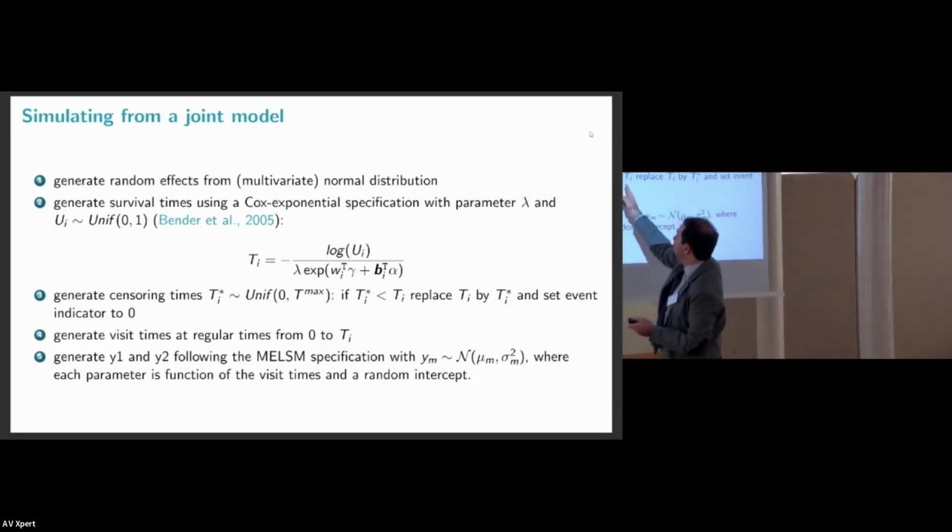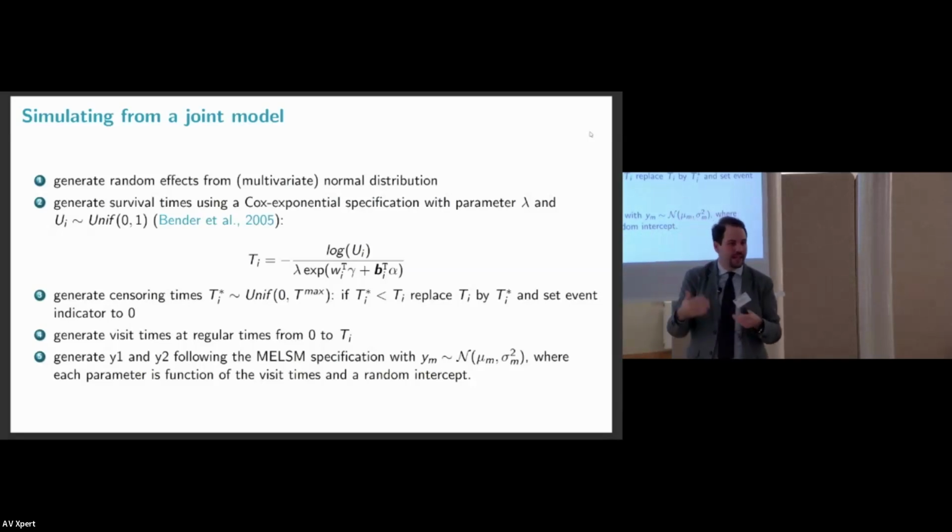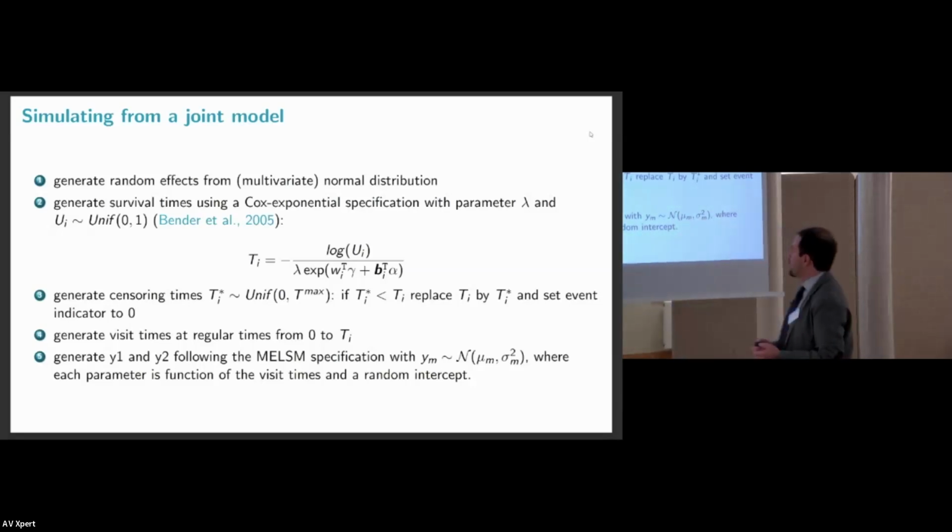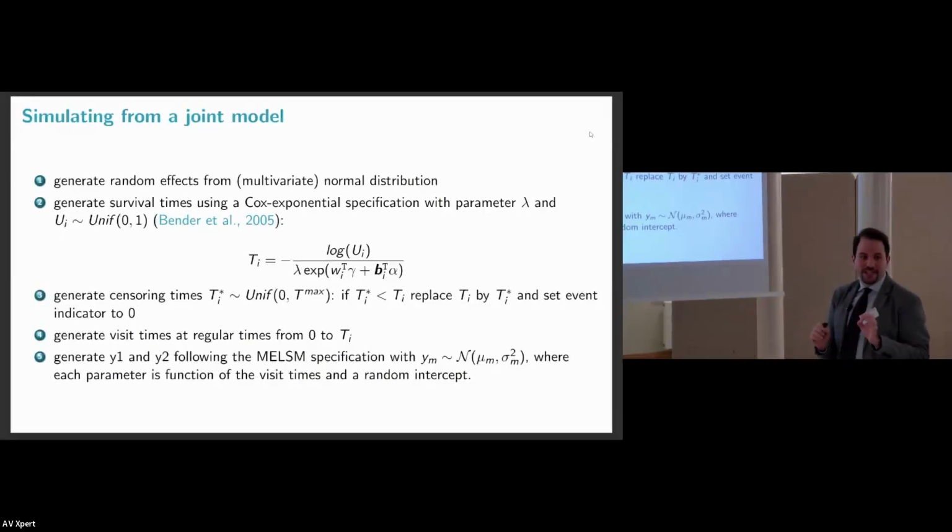In this case, I'm using random effect association, but I can change it to a linear predictor association, for example. Generate censoring time using a uniform, and if the censoring time comes before the event time, I declare them to be censored. And then when I have that, I generate the visiting schedule, and to keep things easier here, I'm just using a regular setting. And then when I have the times for the visits, I just generate the data using the Gaussian specification. So, again, very simple settings.